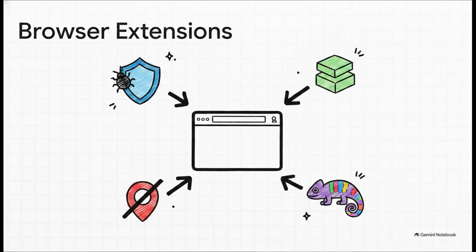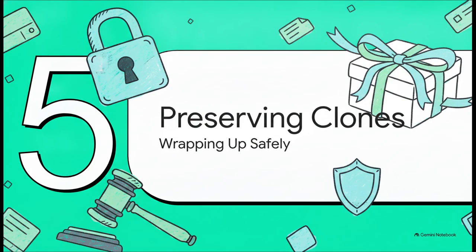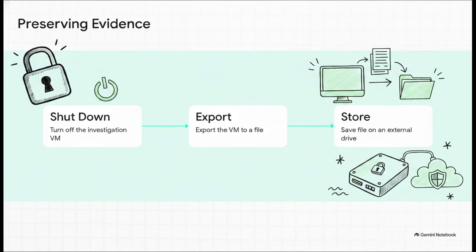Okay, we've built the lab, we've isolated it, and we've stocked it with our tools. Now for the final phase of the blueprint, preserving evidence and clones. This is all about wrapping up your case safely, legally, and ensuring the integrity of your findings. Our source material outlines a very specific, rock-solid workflow for this.